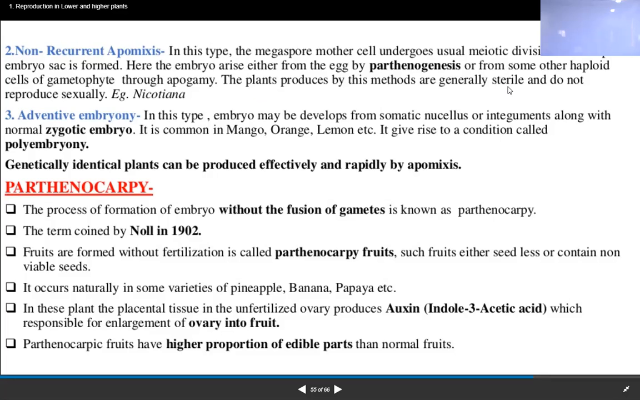Of course, if there is no fertilization, what can happen? And they do not reproduce sexually. Adventive embryony. In this type, embryo may be developed from somatic nucleus, integument along with the normal zygotic embryo. It is common in mango, orange, lemon, and it gives rise to a condition called polyembryony.